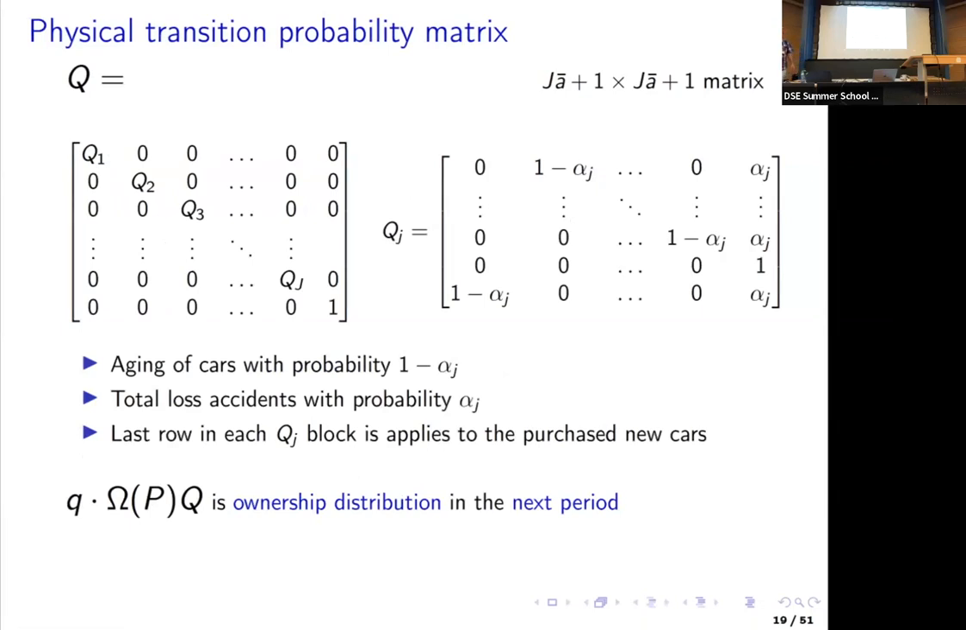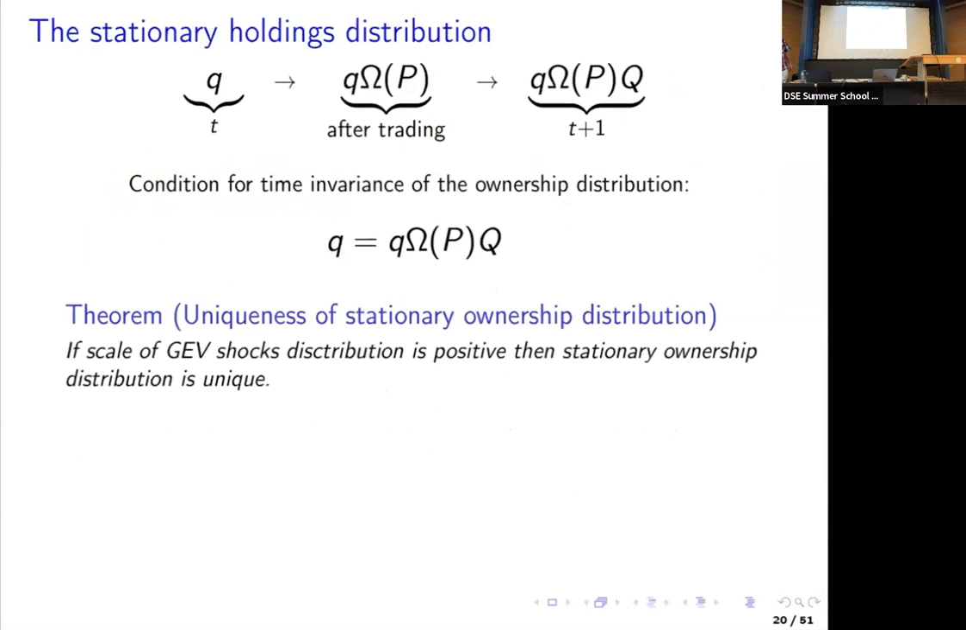And so the big idea here is this: you start the period with the ownership distribution Q. After the trading phase, you get this Q times omega of P. And then when you take this vector and multiply with Q matrix, you have the ownership distribution in the beginning of the next period. All right? And so that means that the stationarity condition essentially just implies that we need the invariant distribution of the implied Markov chain.